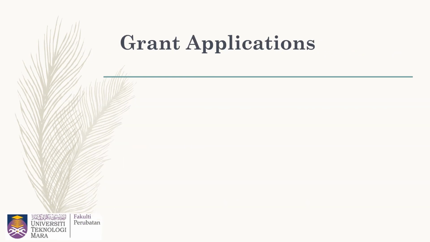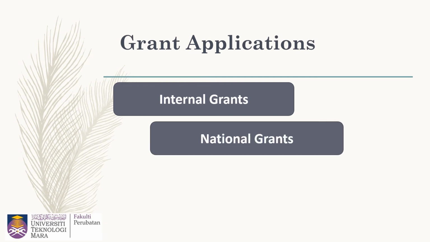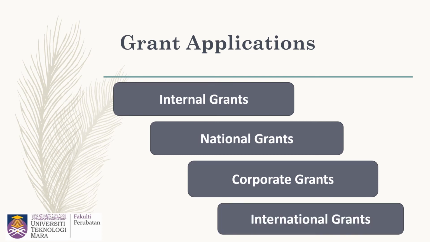The next step after your proposal is ready would be to find a grant provider. Grant providers can be broken down into four main categories: the internal grants, which are provided by the tertiary institutions or universities; national grants that are provided by government bodies within the country, such as the Ministry of Higher Education in Malaysia; corporate grants provided by corporate bodies; and finally, the international grants.